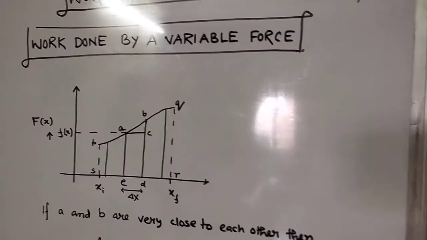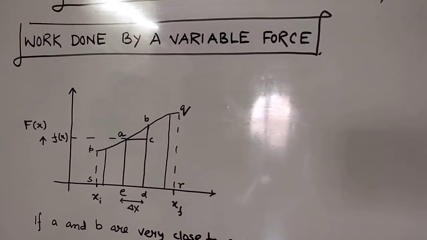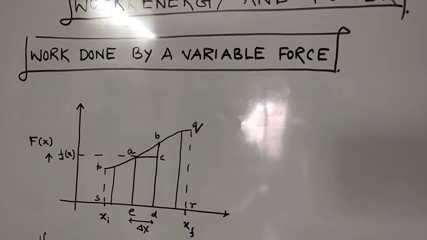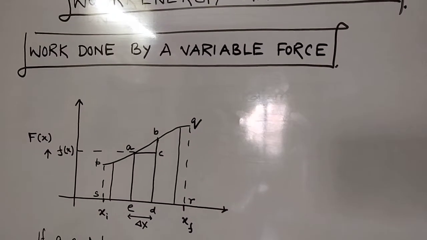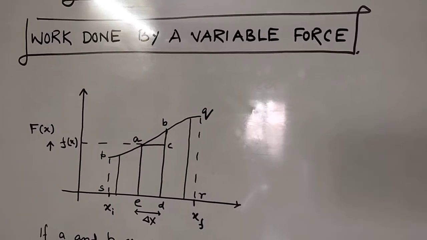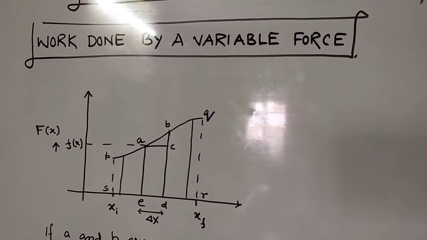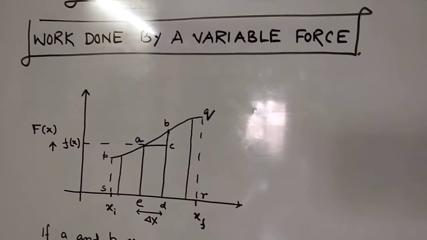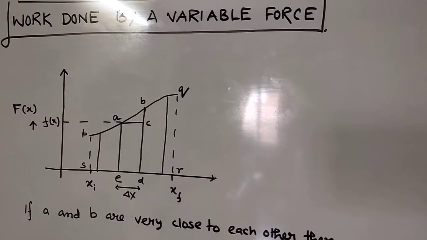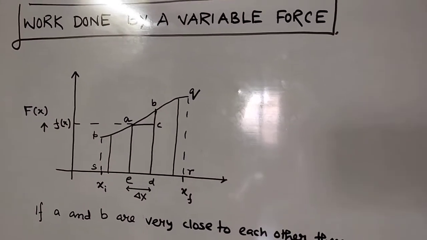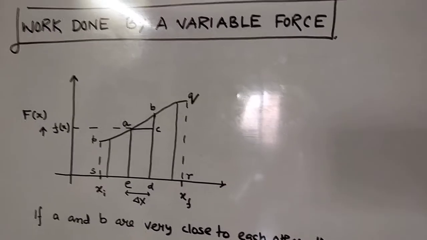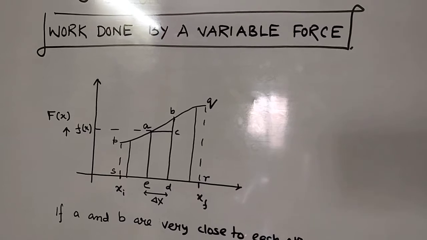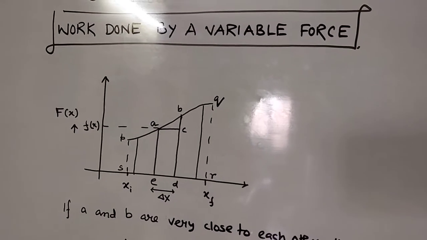Now you see this figure, here we have considered the y-axis as your force axis. F(x) means force is a function of x, and x is your position. So variable force means what? The force which changes its magnitude with respect to the position. That is your variable force. On the x-axis we have considered the displacement, and on the y-axis the variable force. And the graph is a curve that moves from a lower level to a higher level.